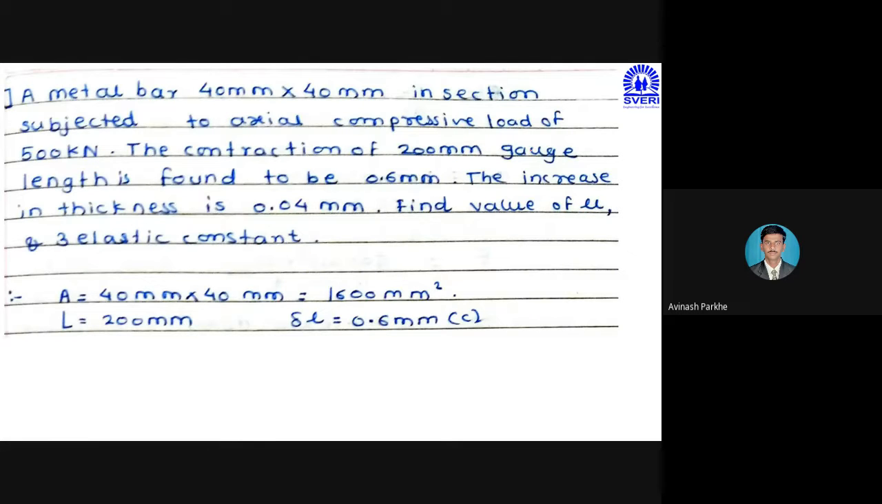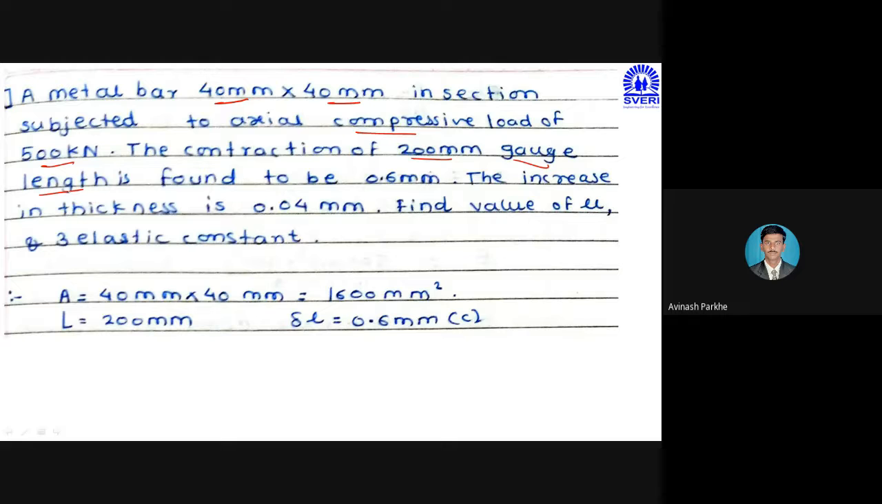Now, this will be the last problem based on this particular type, that is related to the elastic constant calculation. Read the statement carefully and we will solve this numerical and then we will stop. A metallic bar, 40 mm by 40 mm in section, subjected to axial compressive load of 500 kilonewton.